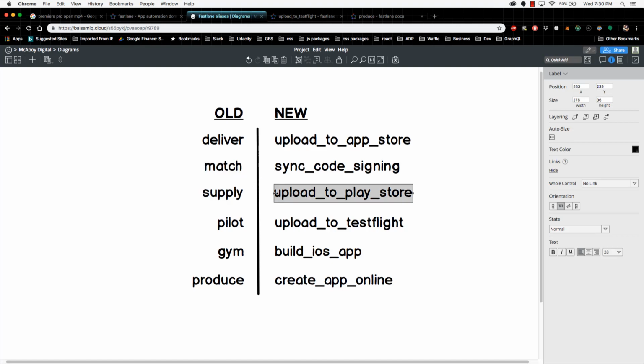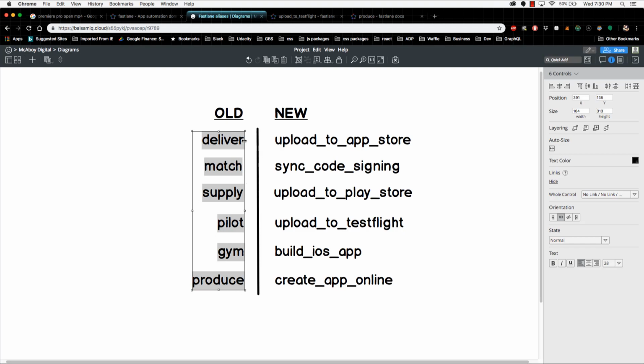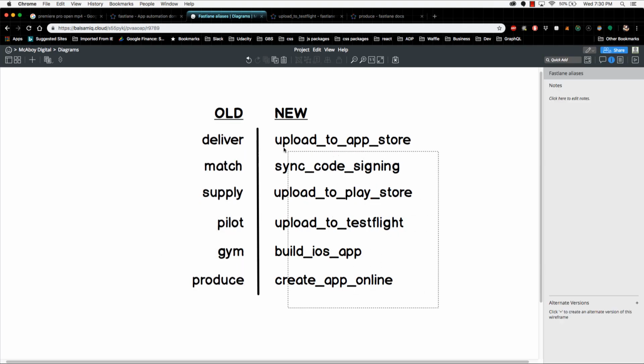So don't get too scared when you see supply and pilot and gem. For each one of these commands, there's an equivalent declarative terminology available. And my recommendation is to, whenever you're issuing commands, try your best to stick with the new terminology rather than the old. It's still okay to use the old terminology, and you actually will see me use a few examples in this course, but try your best to stick with the new.